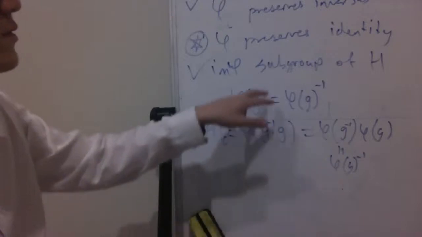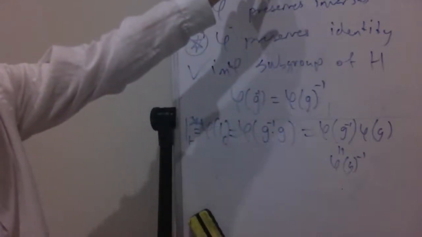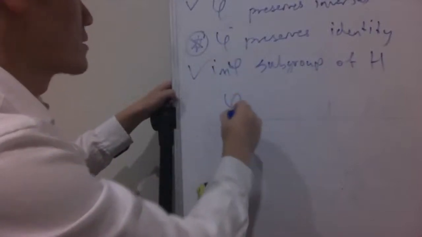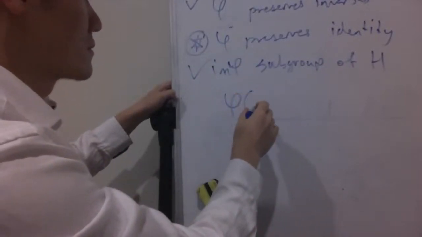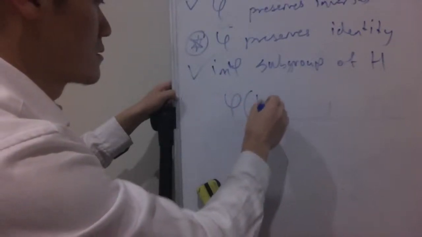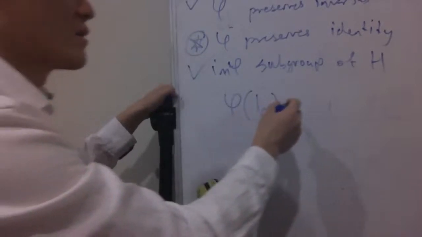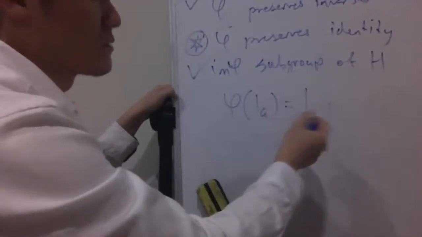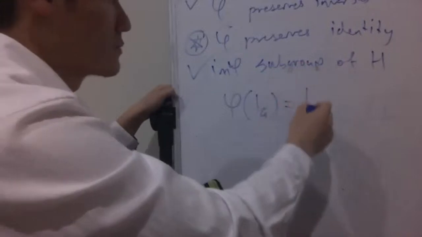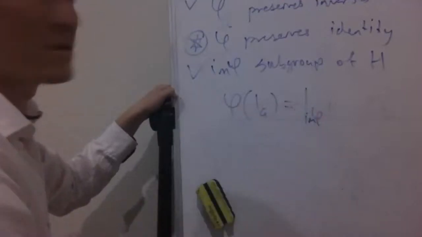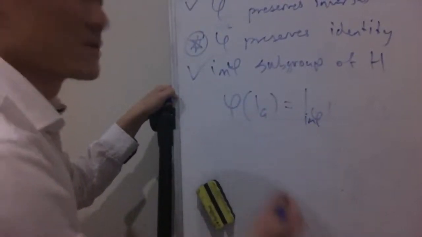Associativity is automatic because the operation was already associative, and it's restricted. The next thing: does it preserve the identity? Let's have a look. QED: if phi is a group homomorphism, then its image is a subgroup. Can you see that phi of 1G is equal to the identity inside the image of phi?